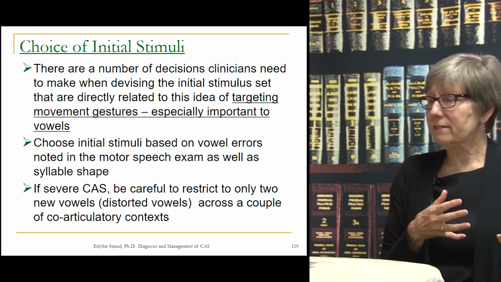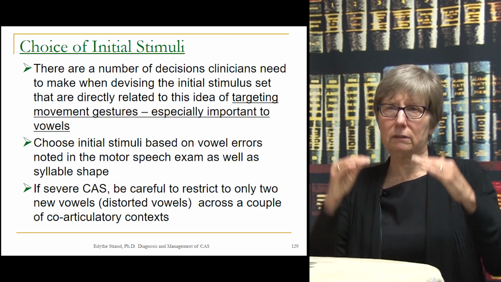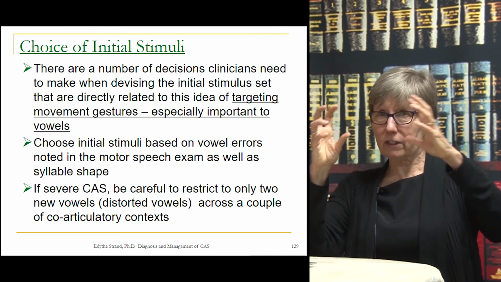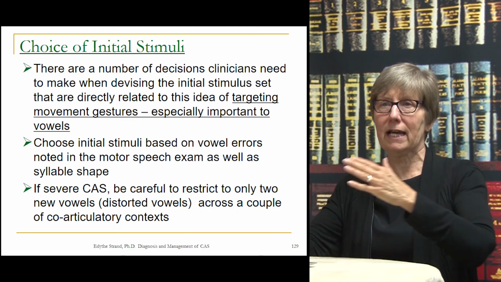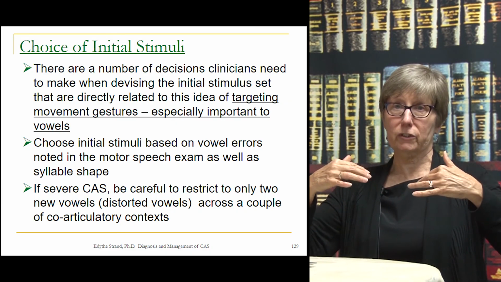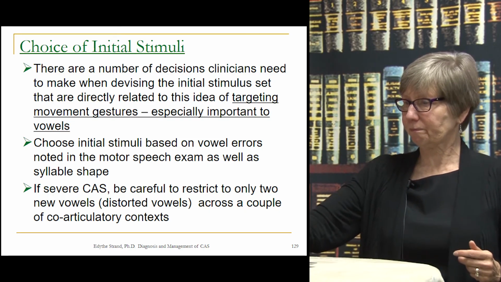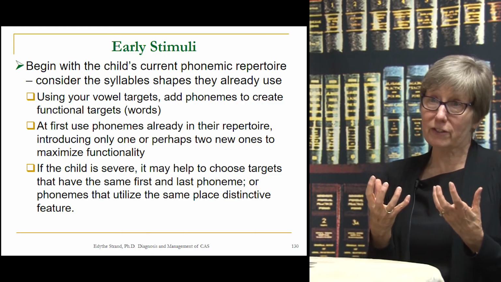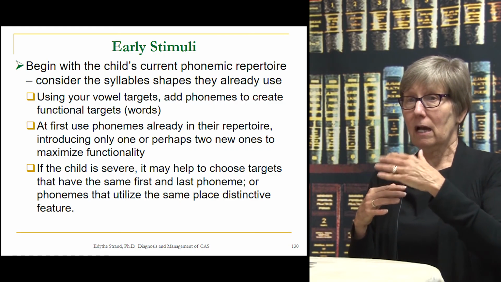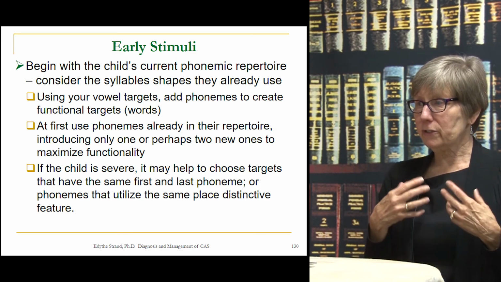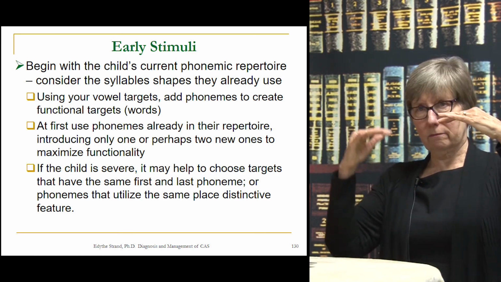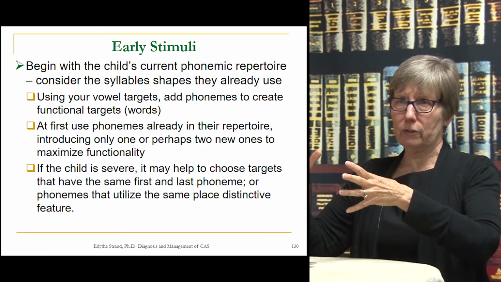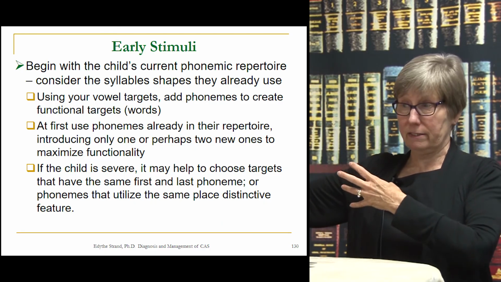If the CAS is quite severe, I'm careful to restrict within the stimulus set to only 2 new vowels, and then incorporate different co-articulatory contexts for those 2 new ones, and then maybe bring in some novel words that they don't use yet with vowels they already have. I often begin with the child's current phonemic inventory with respect to the consonants as I choose the syllable shapes. Using the vowel targets, I'll then incorporate whatever syllable shape I think is important at this point: CV, VC, reduplicated syllable, or maybe if they're doing better, we can get into some other bisyllables.